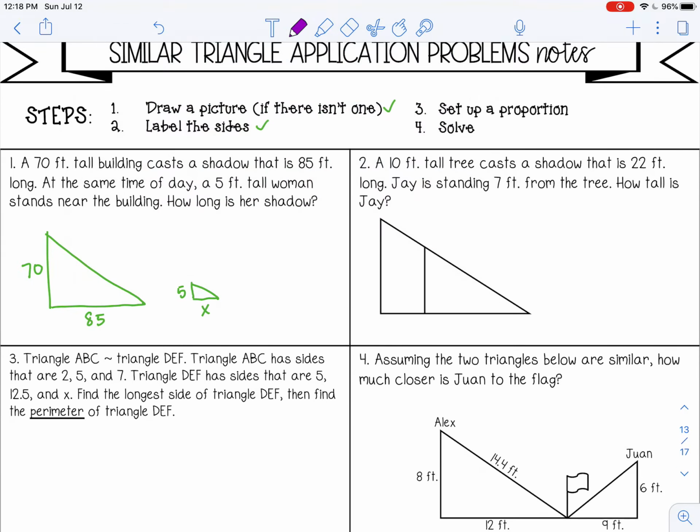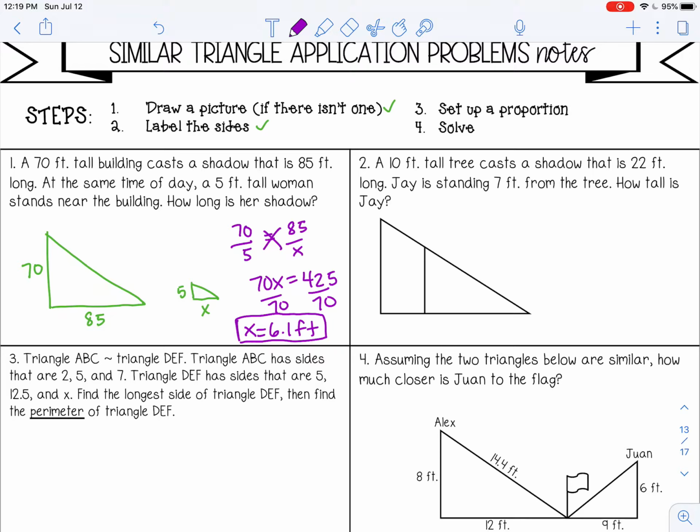It doesn't matter where you start. I'm going to start with 70 and match that with 5. And then 85 would match with X. Okay, then I'm going to cross multiply that. 85 times 5 is 425. Divide both sides by 70. And you get 6.1, and make sure you put the units, feet. So the woman's shadow is 6.1 feet long.